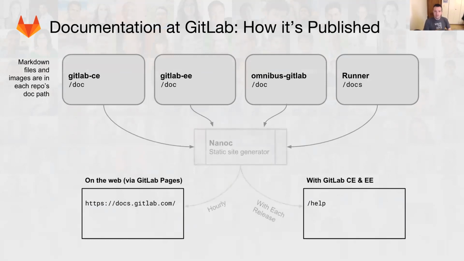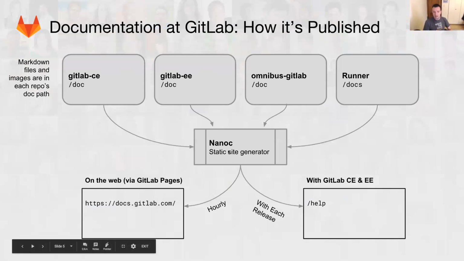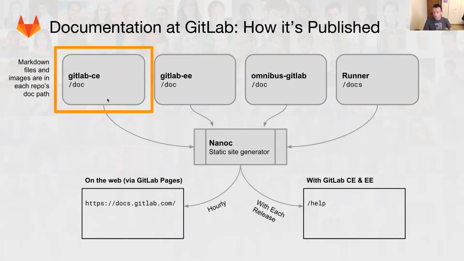So here's the structure of how those pages are created, just at a high level. We use a static site generator that pulls our markdown files in and creates HTML. It's a little inaccurate here in that the Nanoc static site generator really only creates the web version of our content, and with CE and EE, we push our code to /help otherwise, but this is a simplified version. You'll see there are 4 different repositories at the top, which are the primary repositories for these GitLab products, and within each one there's a documentation subpath. Typically that's /doc. Most of the time you'll be doing your work as a contributor in GitLab CE, the Community Edition, and we have a /doc path in there.